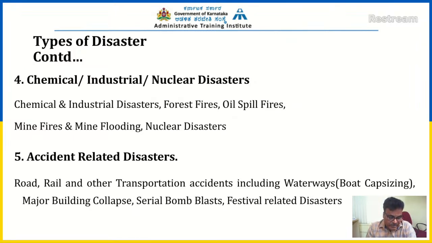So all such disasters can be included in accident-related disasters. How many types of disasters are there? In short, there are five types of disasters. One is hydrometeorological, or water and climate related disasters. The other is geological disasters, then chemical, industrial, nuclear disasters, biological disasters, and other than these four, accident-related disasters. These are the five types of disasters which you need to remember in disaster management. Let us move to the next one.